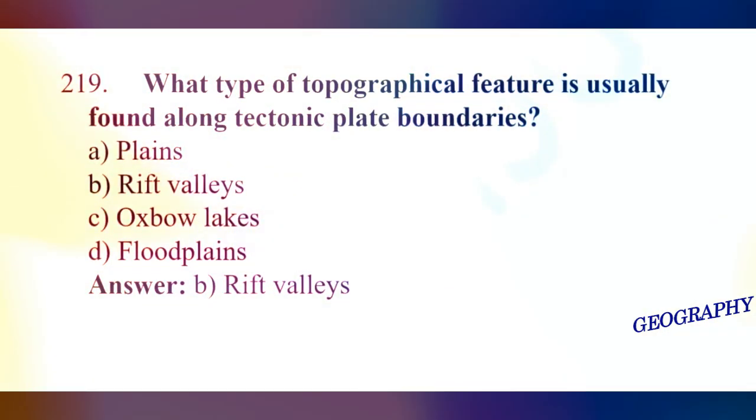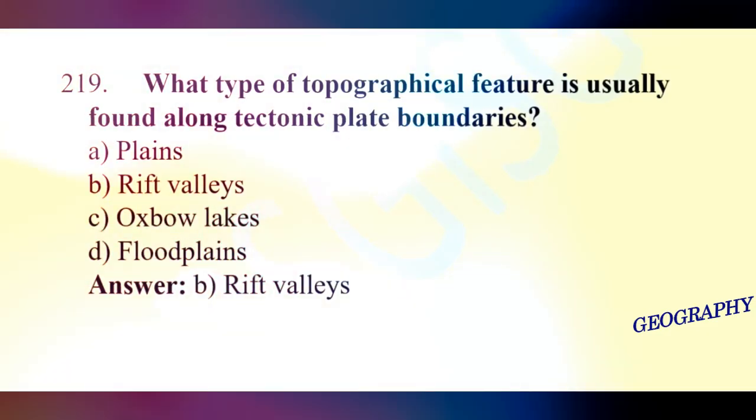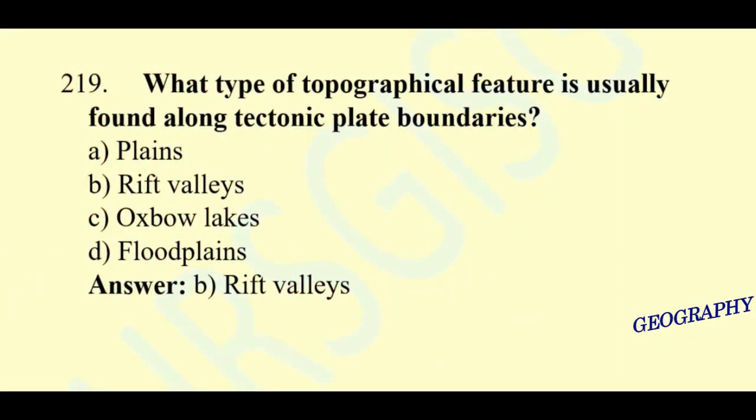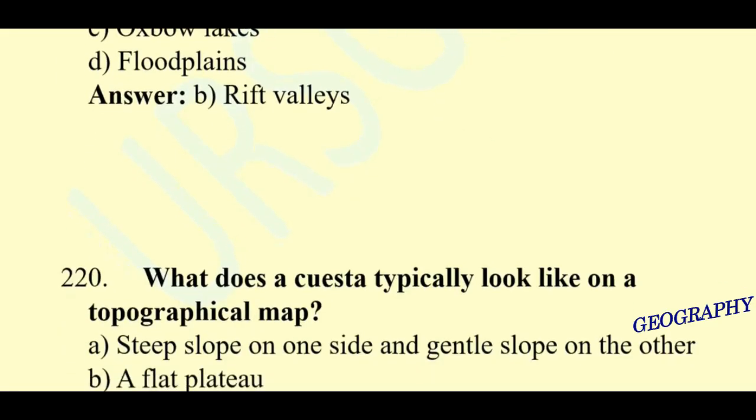219. What type of topographical feature is usually found along tectonic plate boundaries? Plains, rift valleys, oxbow lakes, floodplains. So the right answer will be, of course, the rift valleys.